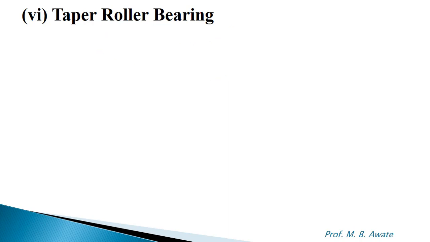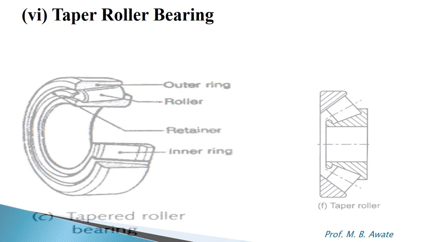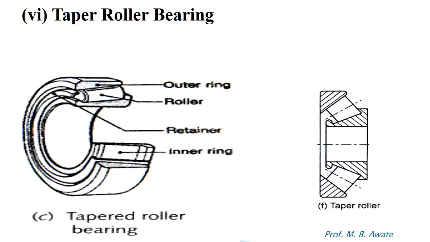Type 6 is a taper roller bearing. In the case of a taper roller bearing, the rollers are like this, in the form of a truncated cone. See here, the rollers are in the form of a cone and all the rollers are kept at equal distance by means of a retainer, and again there is the inner race and outer race.